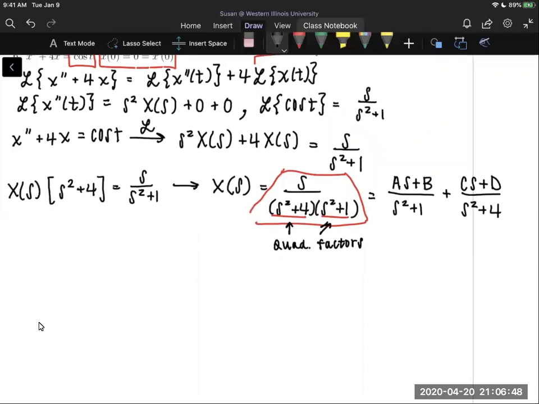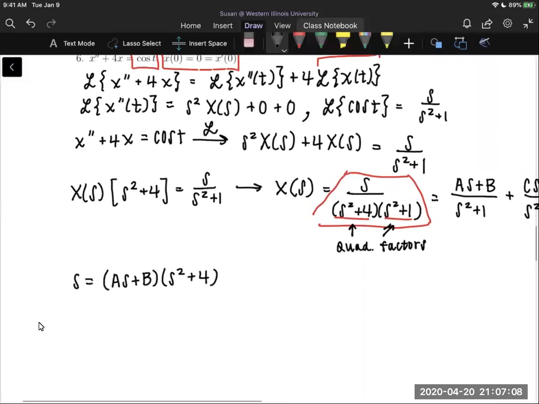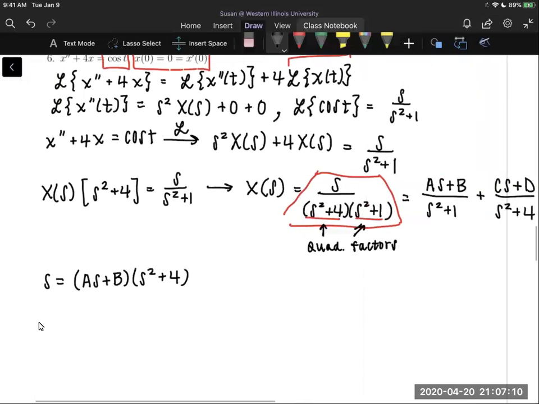Once we do that, we will be able to more easily find the inverse transform. So if I multiply both sides through by the common denominator, I am going to get s on the left-hand side, and on the right-hand side, I get (as + b) times (s squared + 4) plus (cs + d) times (s squared + 1). All right, so here is our expression.